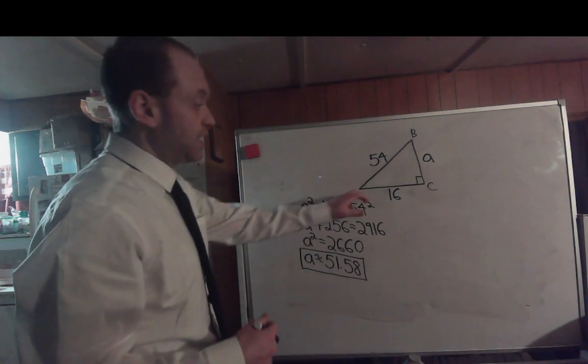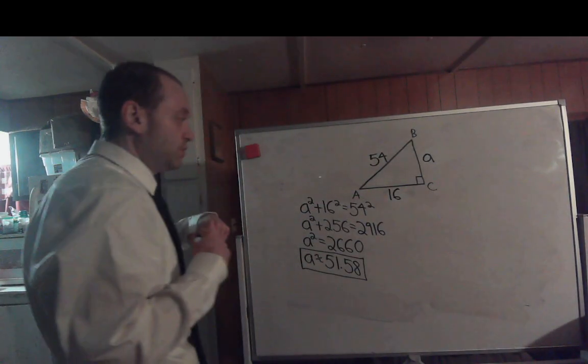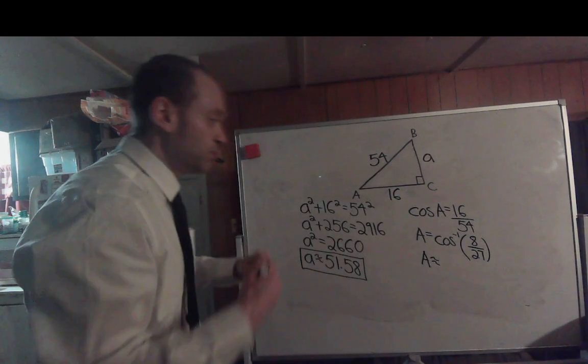Well, if we look at angle A, we can use the cosine ratio. You have 16 over 54. So we could set this up as the cosine of angle A equals 16 over 54, which means that A is going to equal the cosine inverse. 16 over 54 in reduced form is going to be 8 over 27. So now let's take the inverse cosine. We'll get an approximate angle measure of angle A.